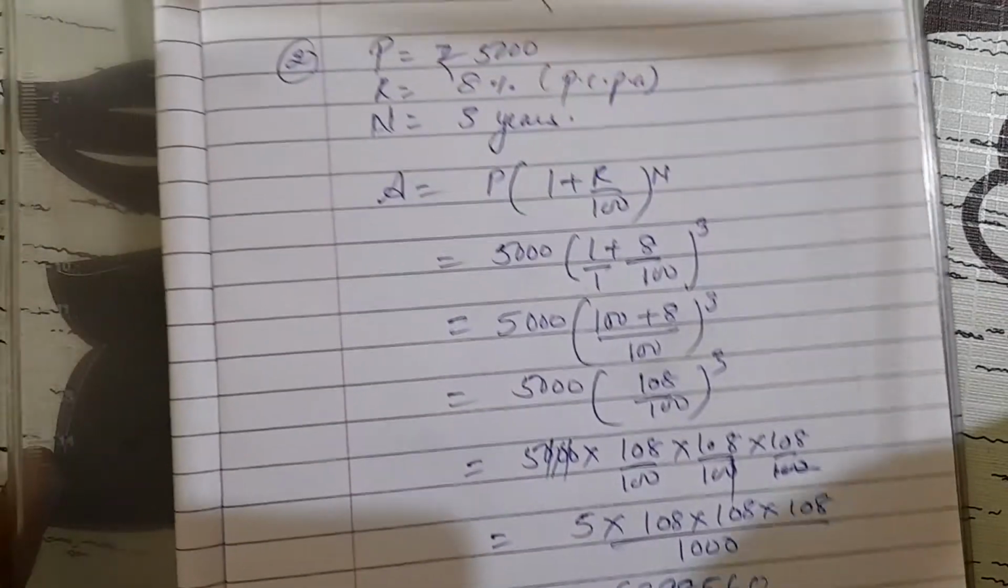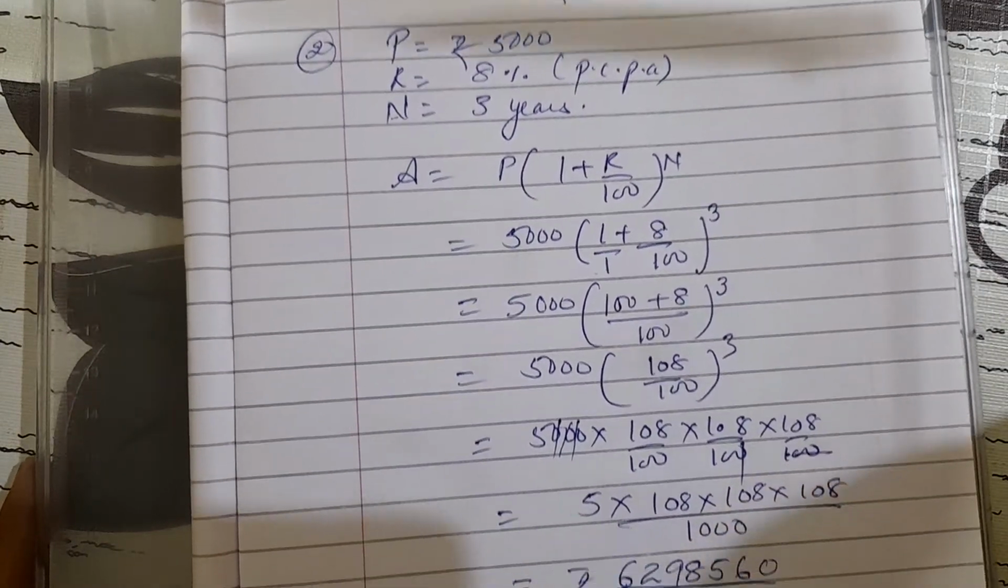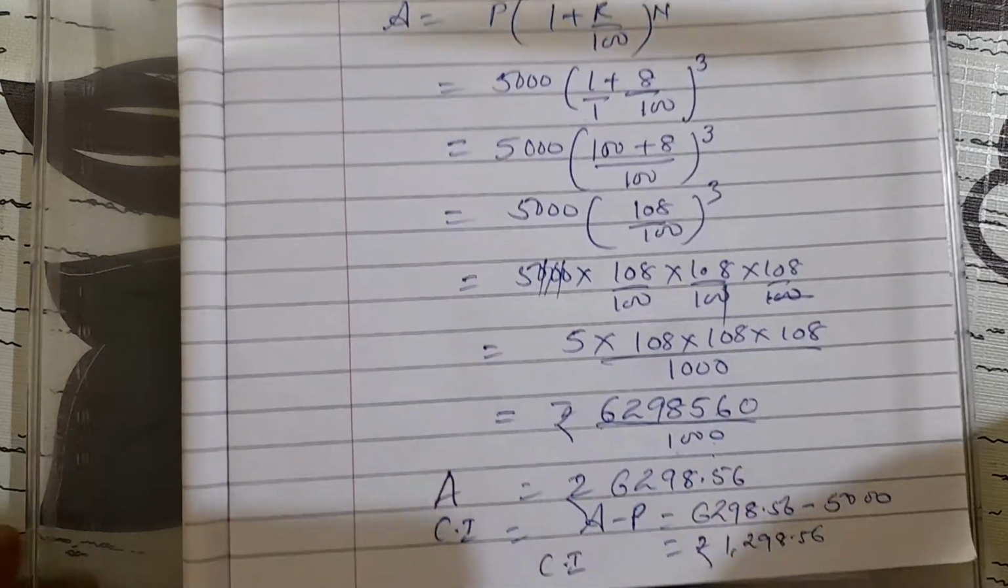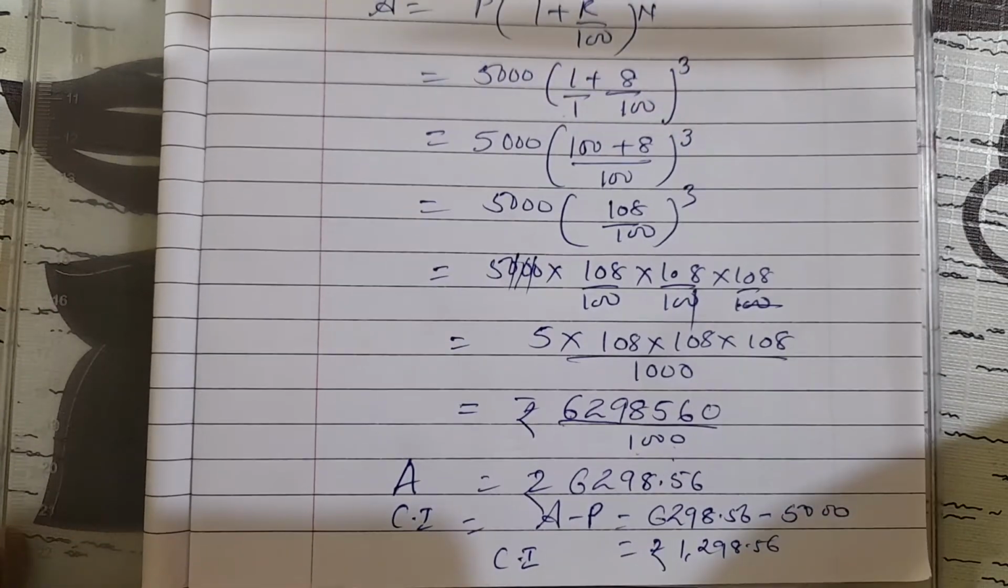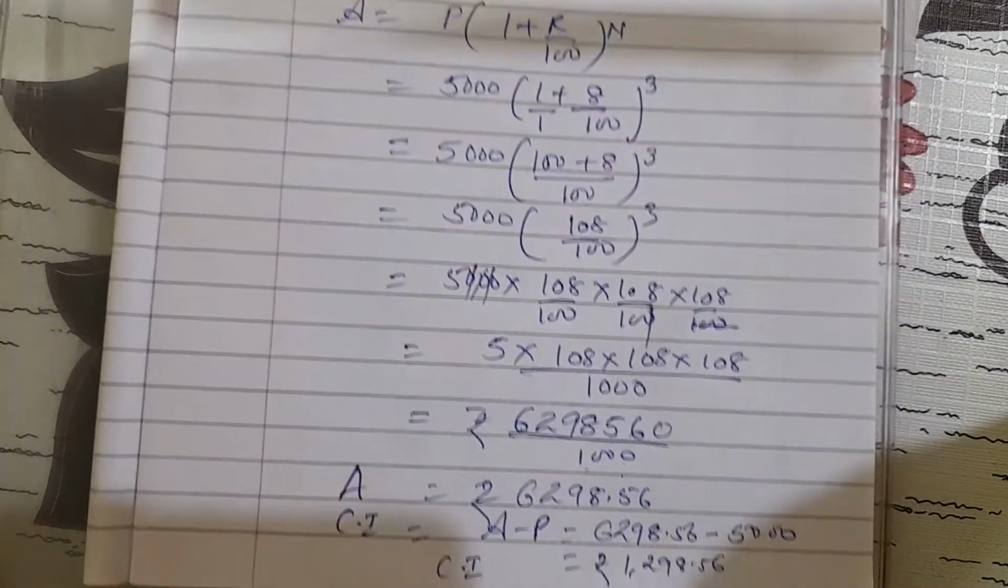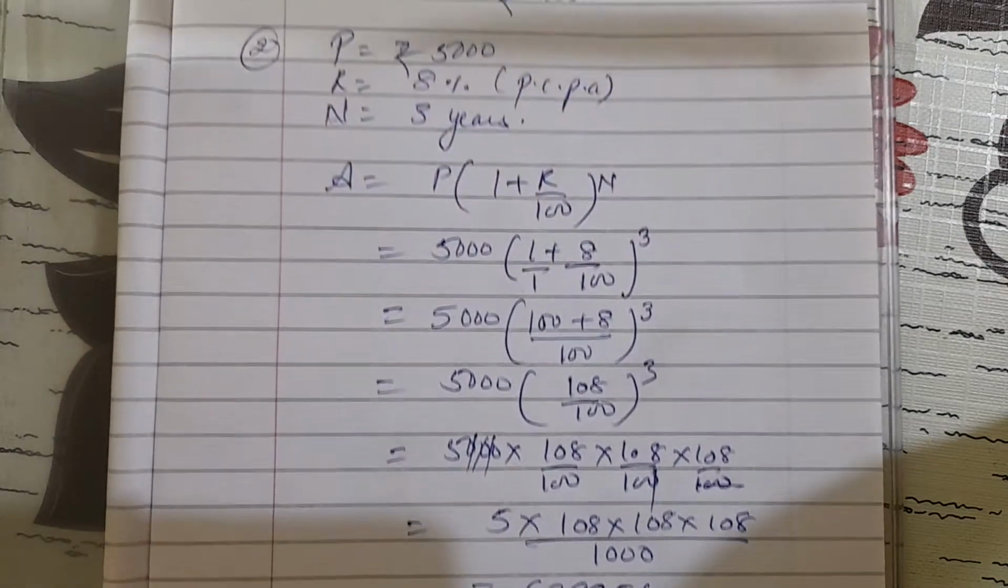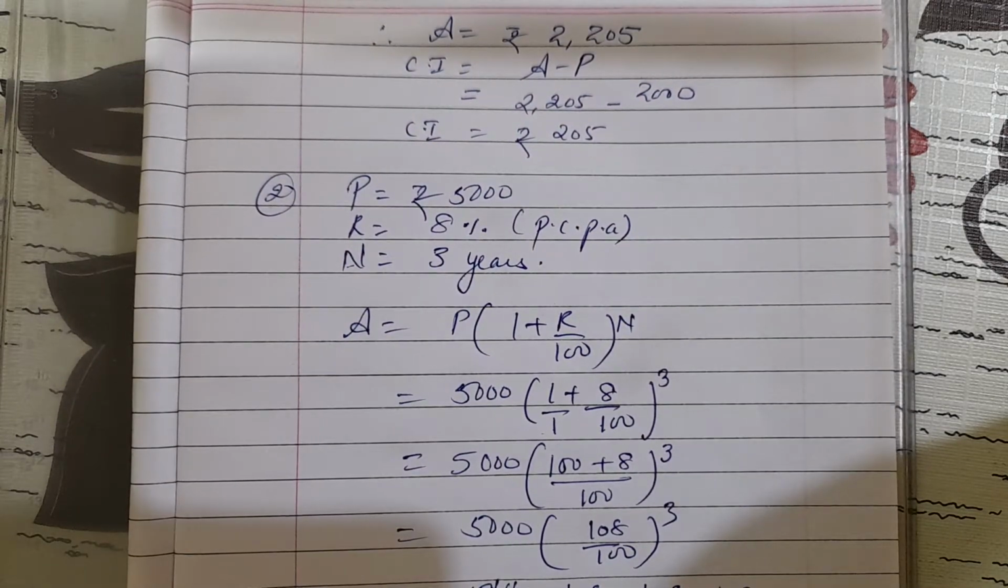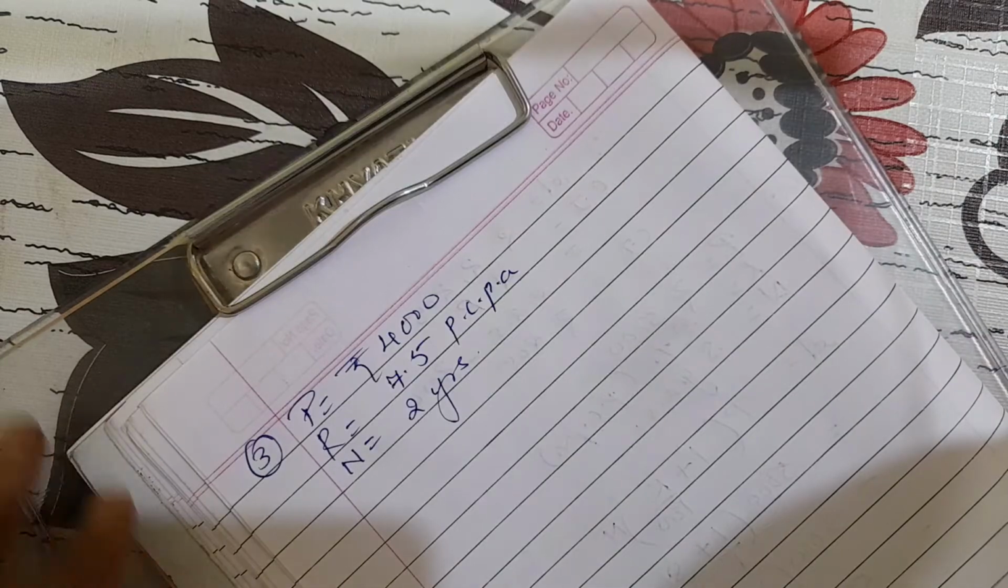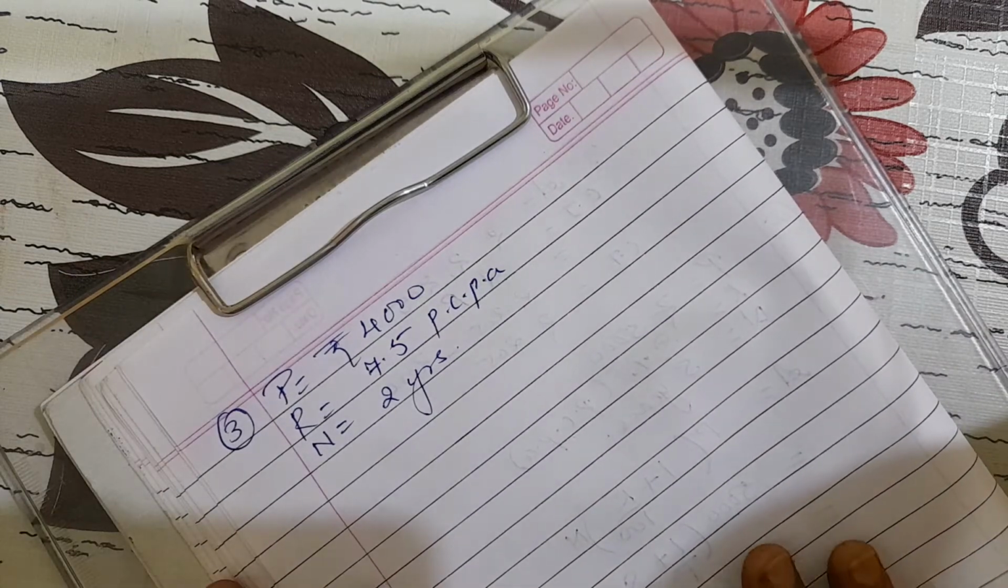I hope this is clear to you. Children, it is only one formula. In this full chapter there are only these formulas: the amount formula, then the compound interest formula, and one simple interest formula. Only 3 formulas will be used in this chapter. Now let us begin with the third question, children. Since it is in a decimal, I am doing it.